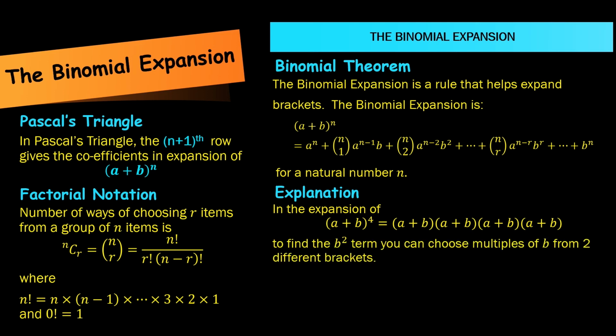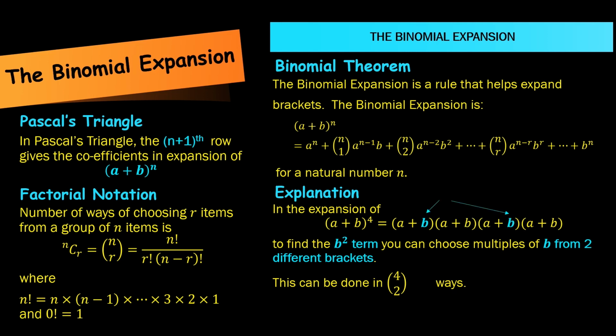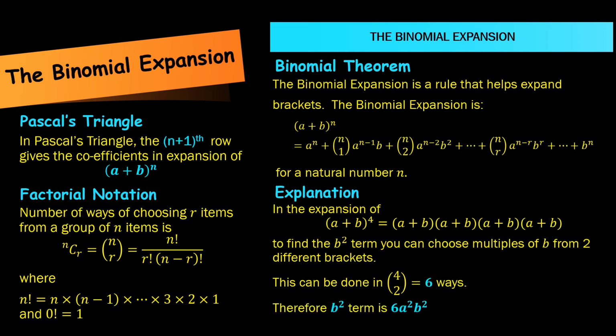So to find the b squared term, you can choose multiples of b from 2 different brackets. This can be done in 4 choose 2 ways, as shown. And this is of course equal to 6 ways. Therefore, the b squared term is 6a squared b squared.